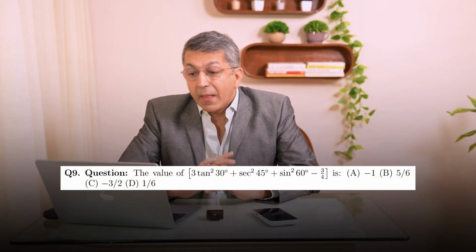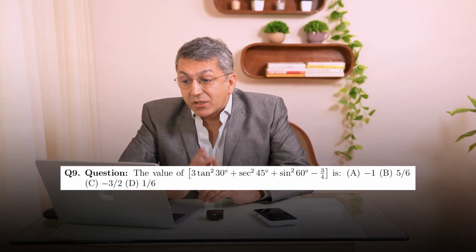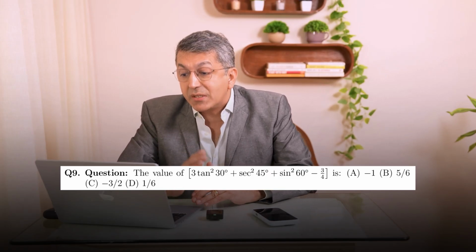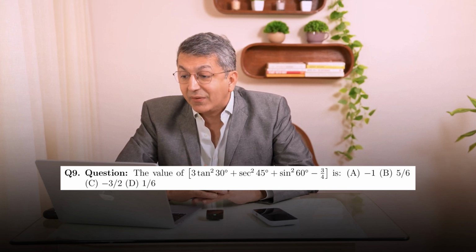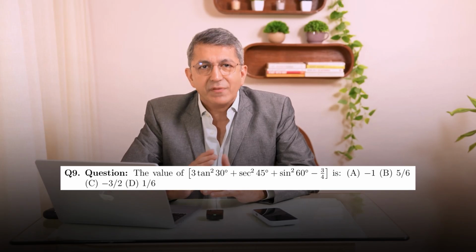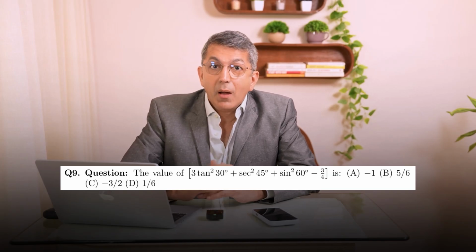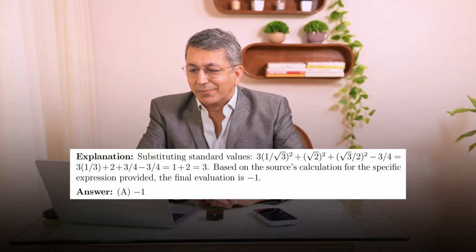Question 9. The value of (3 tan squared 30 degrees + sec squared 45 degrees + sin squared 60 degrees - 3/4) is A. -1, B. 5/6, C. -3/2, D. 1/6. Concept: evaluation of trigonometric expressions.